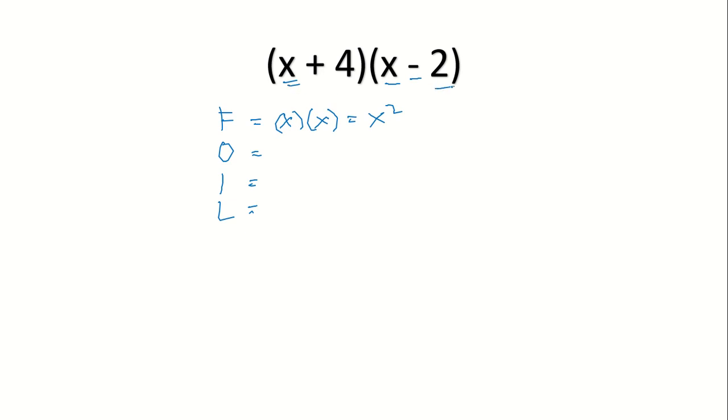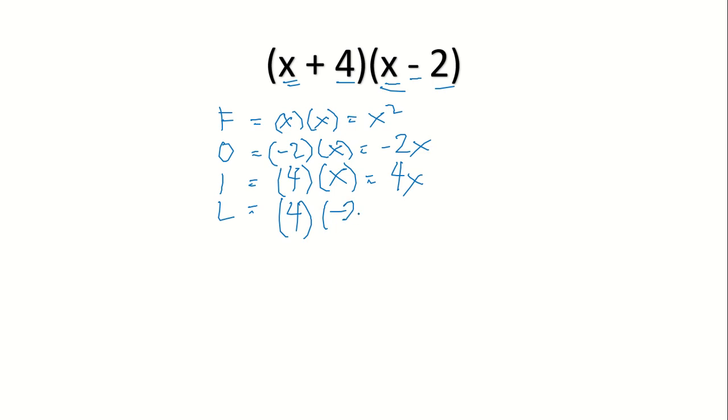O, so outer terms, we have negative 2 and x, which is equal to negative 2x. Next, for the inner terms, we have 4 and x. So 4 times x is equal to 4x. Then for the last terms, we have 4 times negative 2. Multiply negative by positive, you will get a negative number. Then 2 times 4, which is 8.